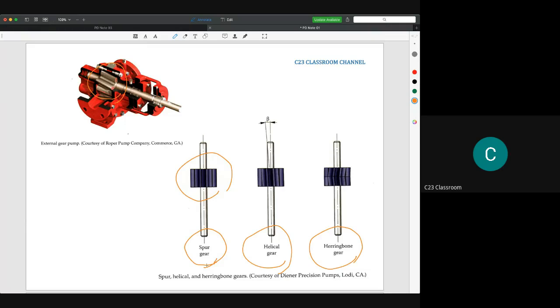So one is a spur gear. One is the helical gear, which is inclined a little bit here, and then we have a herringbone gear. The herringbone here, the shape is something like this one. Okay, so it is located like this. And then the flow will flow here and then it is transferred to another place.